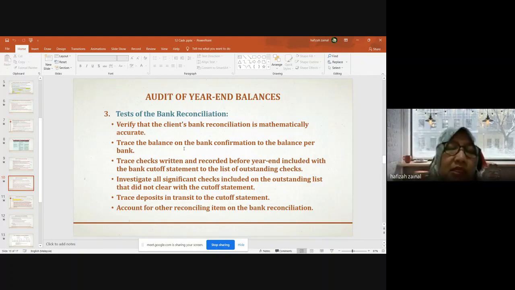The next thing is you also want to trace whatever item is on the bank statement to the client book. Sometimes you might have items on the bank statement which have not yet been captured in your cash book, like bank charges, interest, or whatever. Sometimes the bank charges you, but you have not been advised. You might not receive the advice, therefore you have not captured it in your book. These are all the common items that you have in your bank reconciliation.